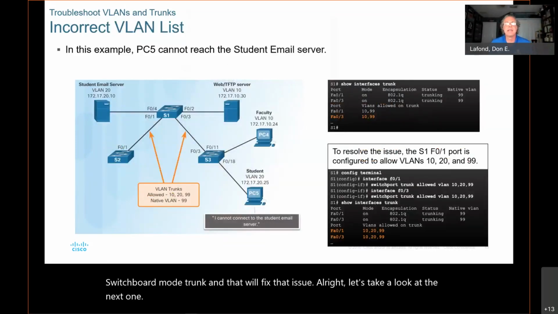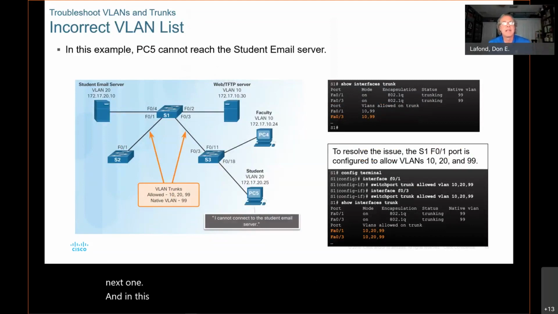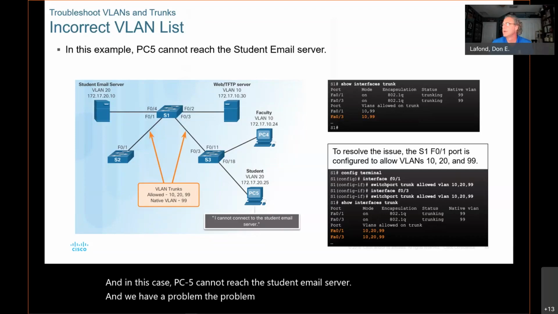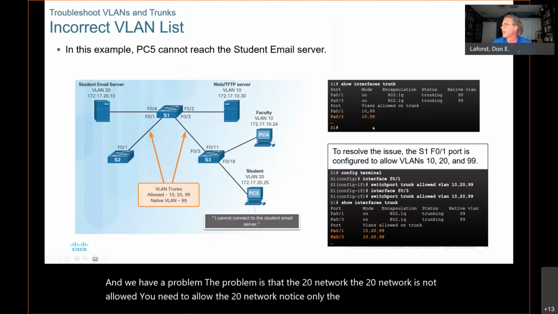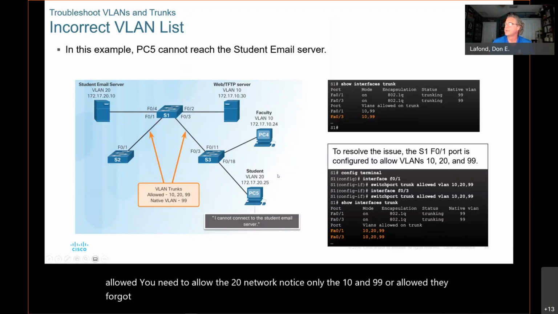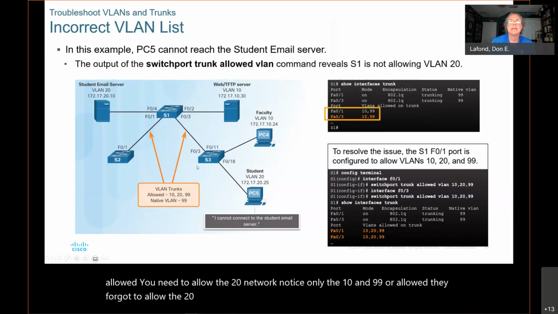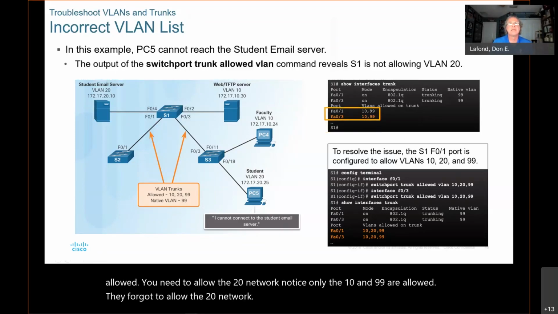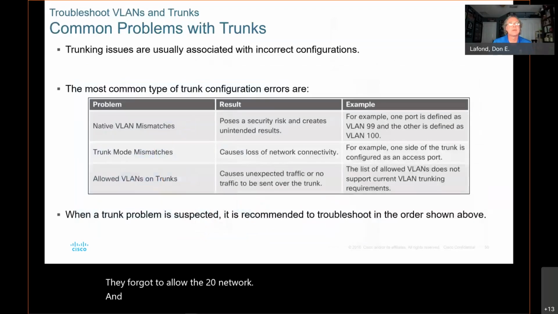And in this case, PC5 cannot reach the student email server, and we have a problem. The problem is that the 20 network is not allowed. You need to allow the 20 network. Notice only the 10 and 99 are allowed. They forgot to allow the 20 network. And we can go to the next one.